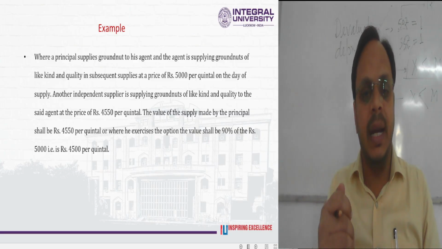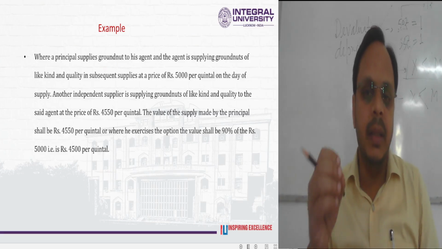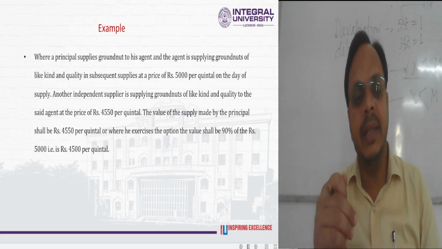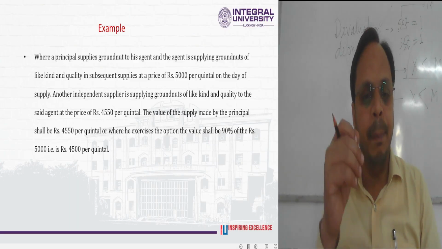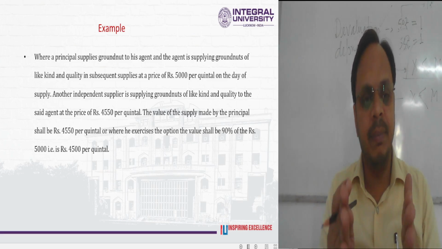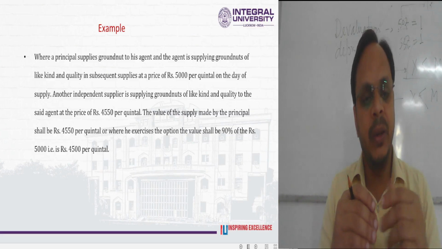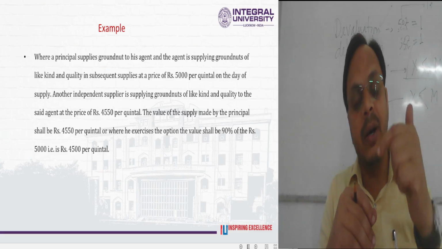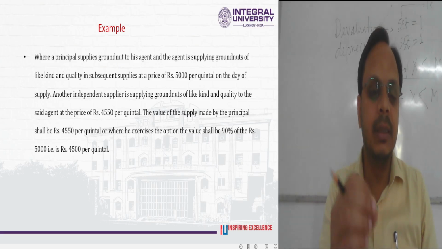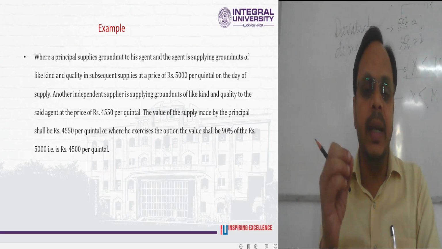Another independent supplier is supplying groundnut of like kind and quality to the said agent at the price of 4,550 per quintal. The value of the supply made by the principal shall be 4,550 per quintal, or where he exercises the option, the value shall be 90% of 5,000, meaning 4,500 per quintal. I hope you are getting my point.